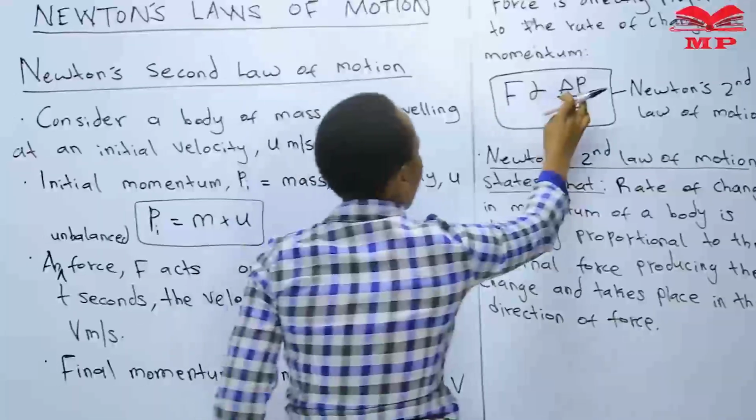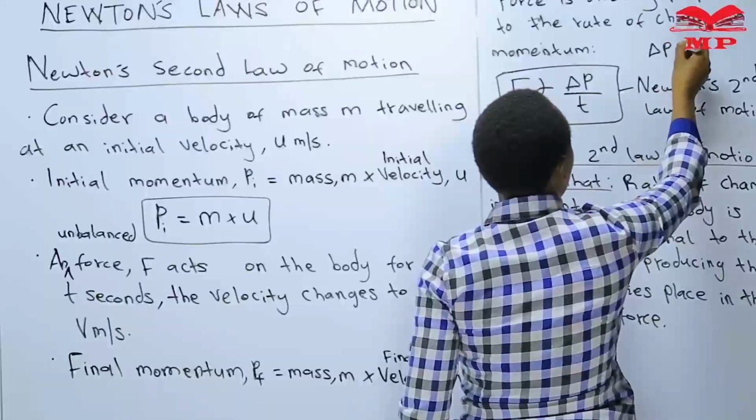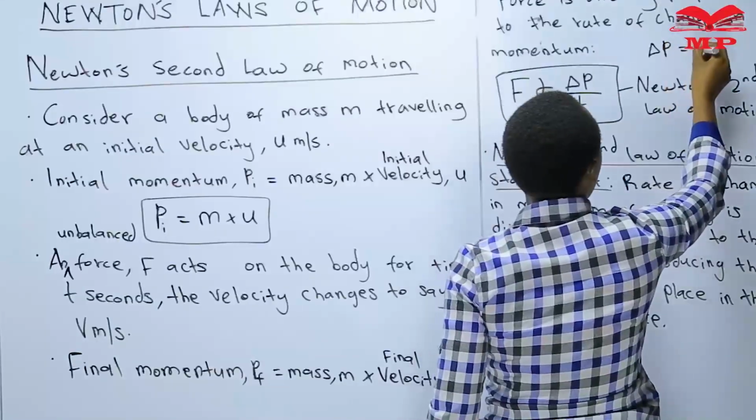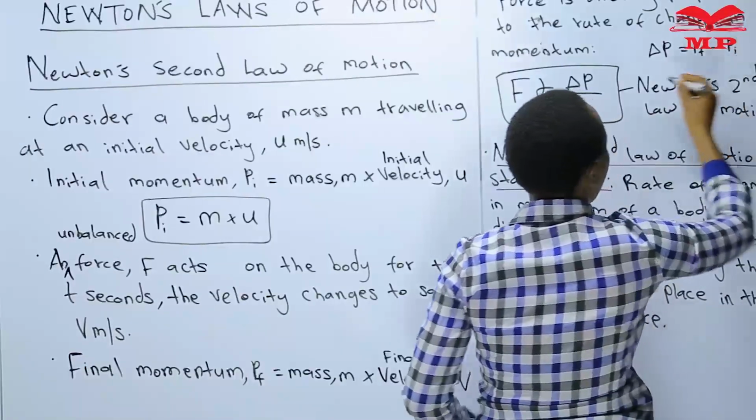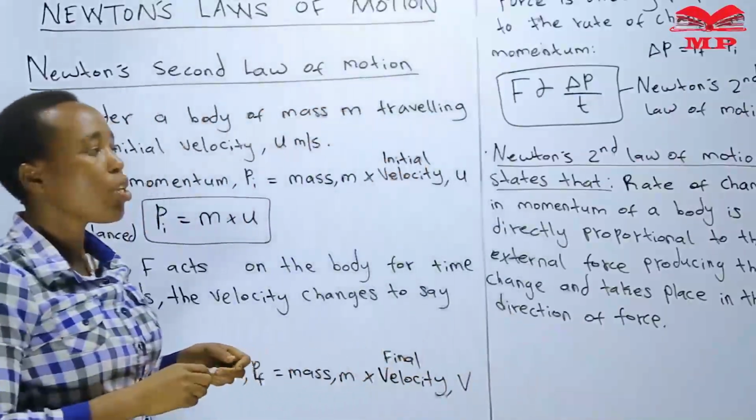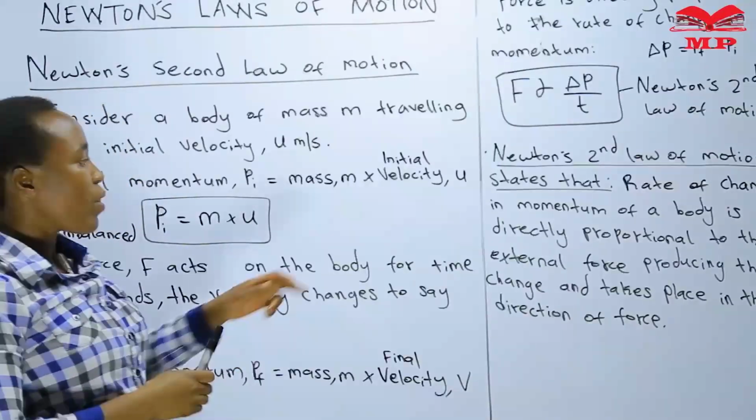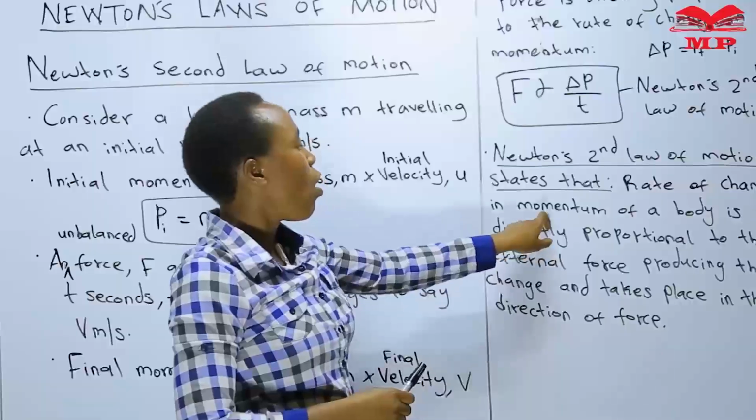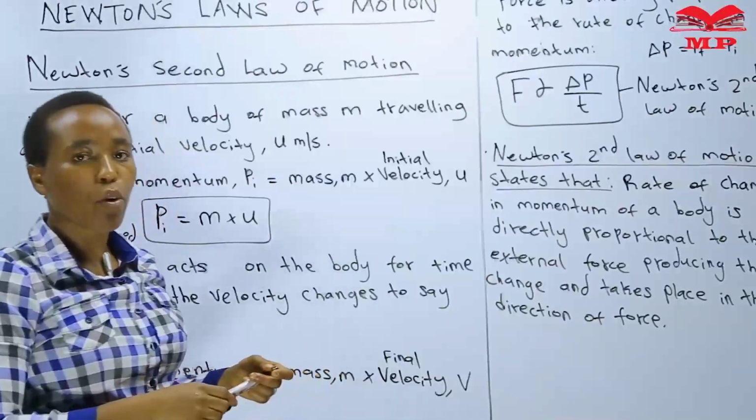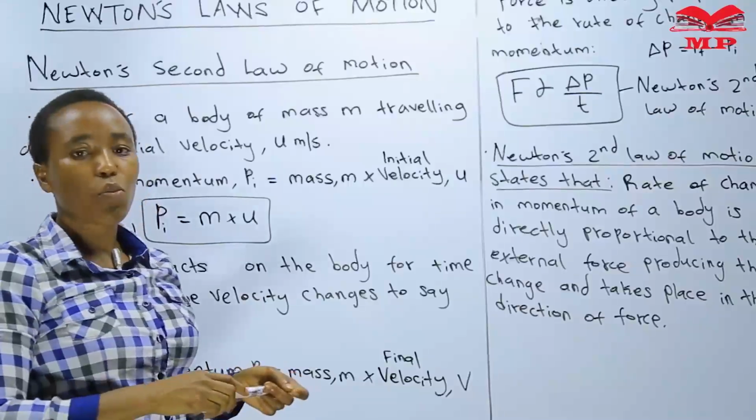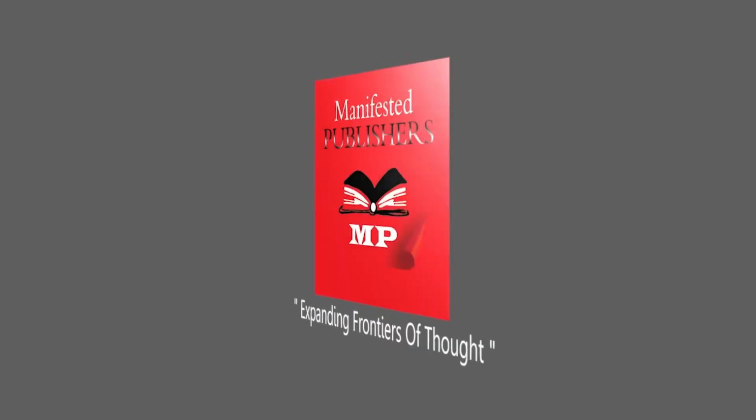And this is the change in momentum, which is given by the final momentum minus the initial momentum. So Newton's second law of motion states that the rate of change in momentum of a body is directly proportional to the external force producing the change and takes place in the direction of force.